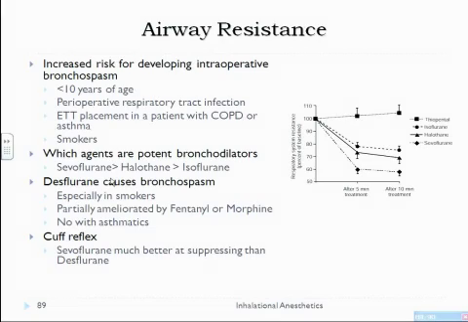The cuff reflex is when you squeeze the cuff by the pilot bulb, which may cause the person to start coughing and not breathing properly. It seems like that reflex response is best attenuated by sevoflurane. So sevoflurane really seems to be the best drug for increases in airway resistance.